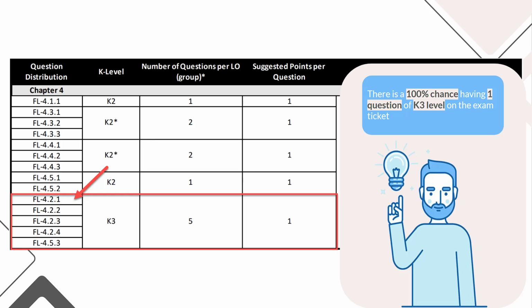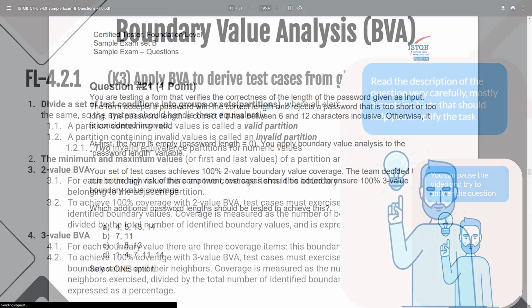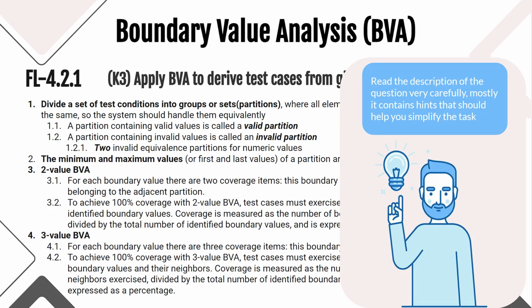In the new sample exam version 4.0 document, we can find the following question. Those who want to try to answer the question themselves can pause the video. Let's find the answer to it in the study materials. Our basic approach is to go through all the necessary steps to apply the BVA test technique. And we need to start with reading the description of the question very carefully and try to find information there that can affect the basic approach.